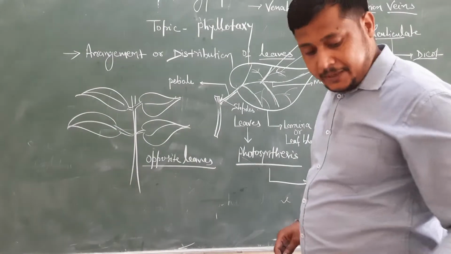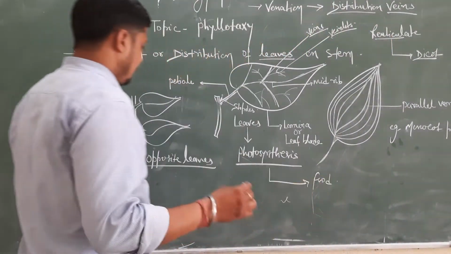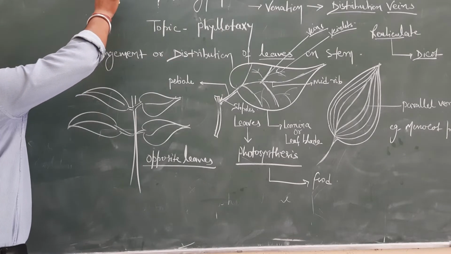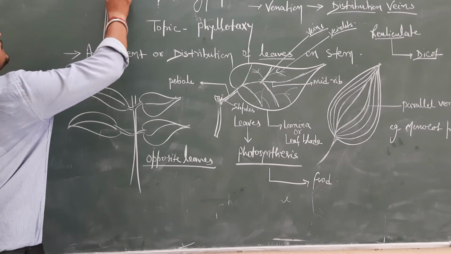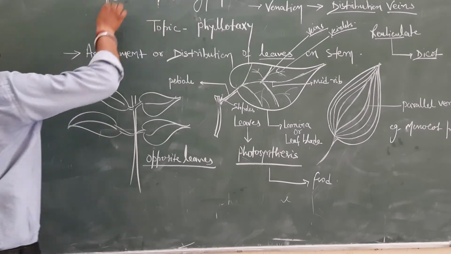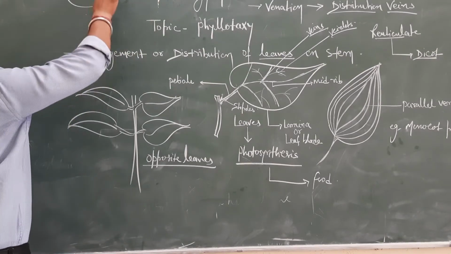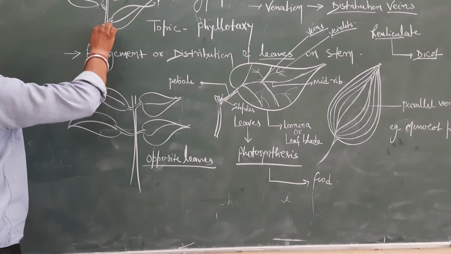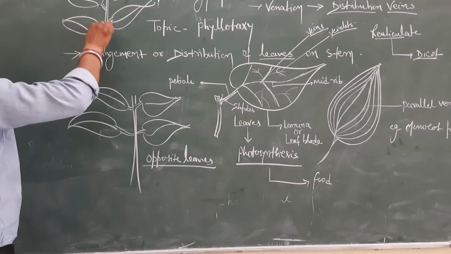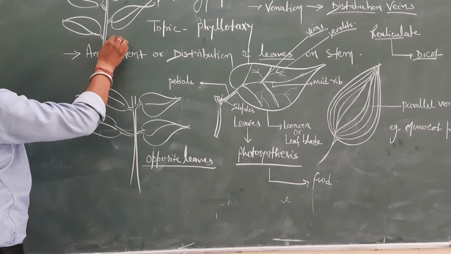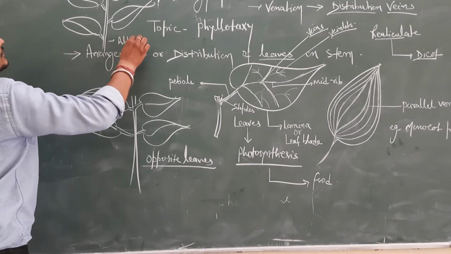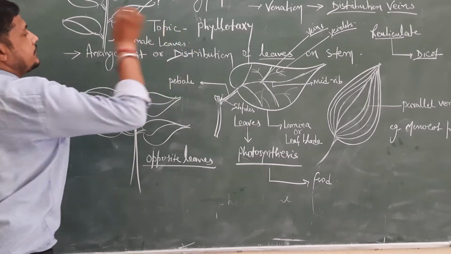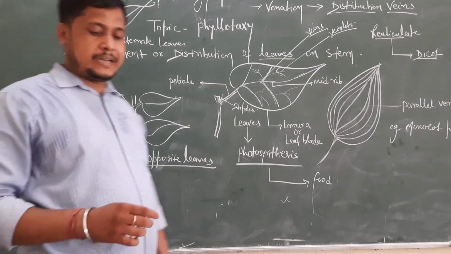The other arrangement you will also see in your surroundings. It will be like this: suppose that this is the main stem and leaves are arranged like this. One will be here, then one from here, then one from here, like this. This type of arrangement is called alternate leaves. So these are the different types of arrangement of leaves.